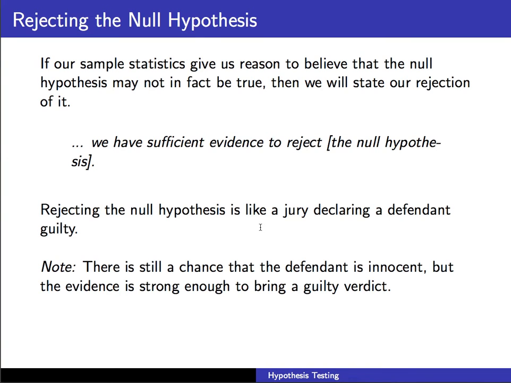But keep in mind that there's still a chance that the defendant is innocent, even if the jury or the judge declared the defendant guilty. There's still a possibility that the defendant is innocent, but the evidence is strong enough to bring a guilty verdict. The evidence that is used against a defendant is essentially our hypothesis testing and the sample results that we get. By getting that sample information, we're building that evidence either for or against the null hypothesis.